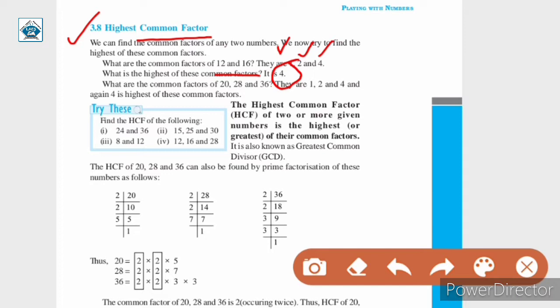Similarly, for the numbers 20, 28 and 36, the common factors are 1, 2 and 4. And which is the highest, which is the biggest among these? That is 4. Therefore, the highest common factor of 20, 28 and 36 is again 4. The highest common factor, HCF, of two or more given numbers is the highest or greatest of their common factors.